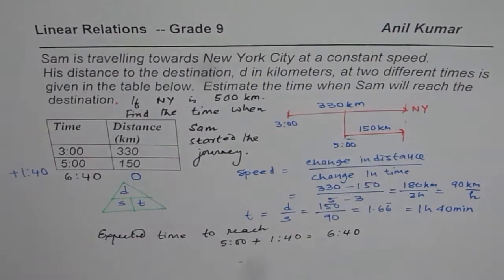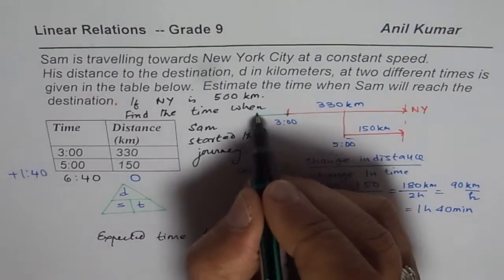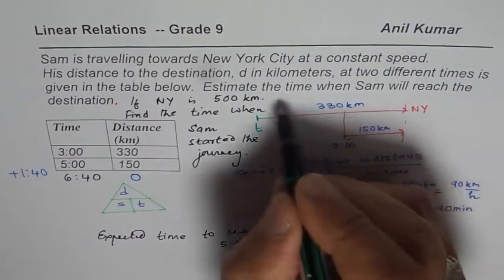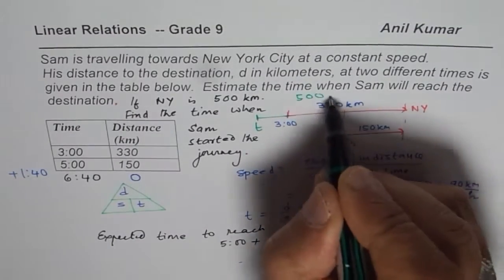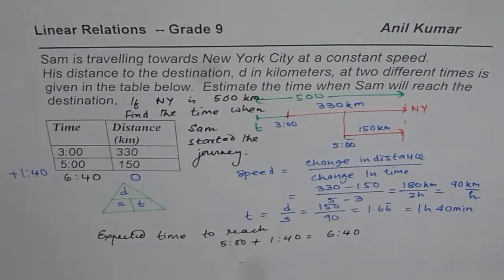So you could now think about this in a way that, let us say Sam started somewhere before. We need to find this time, knowing that this distance is 500 kilometers total distance. Okay, so that is the question for you. You can try this question. I hope you find it interesting.